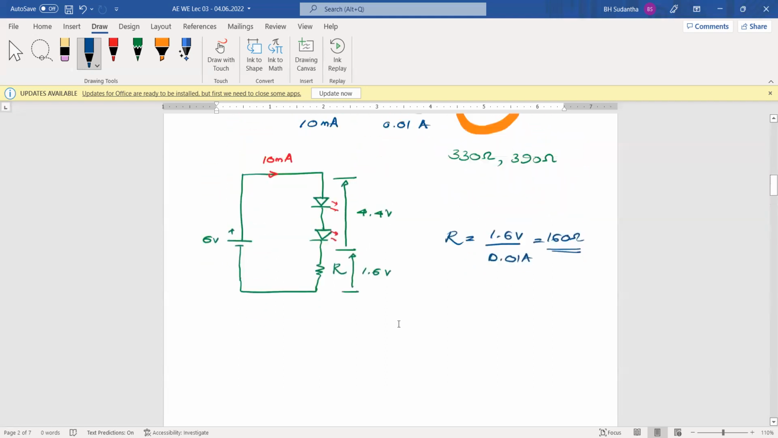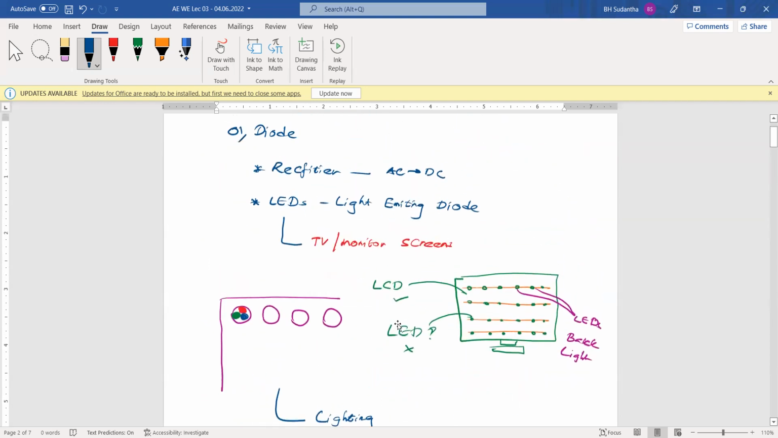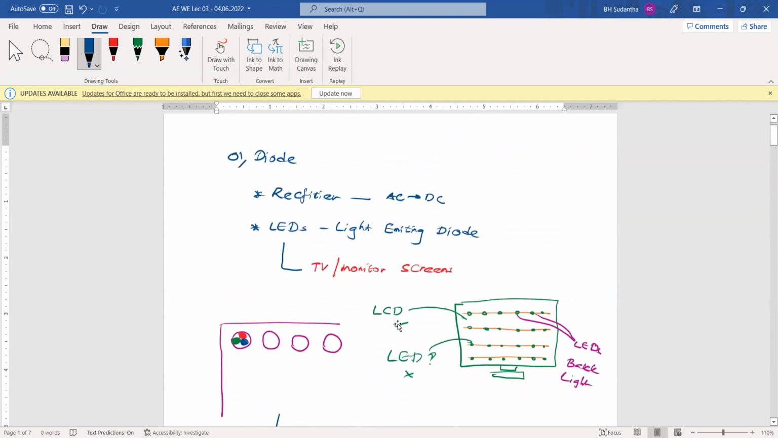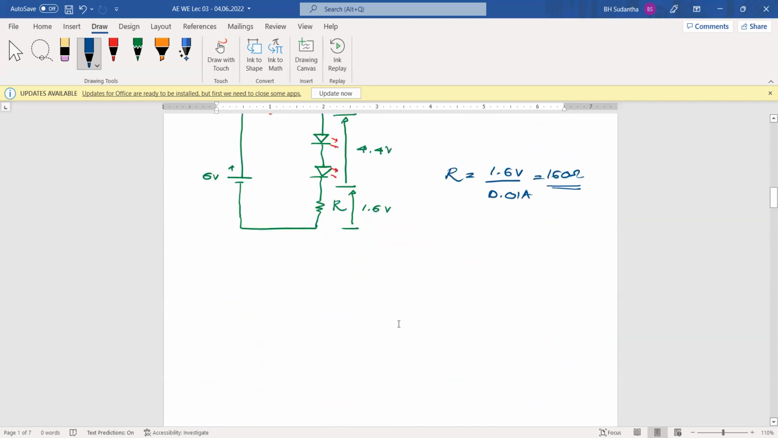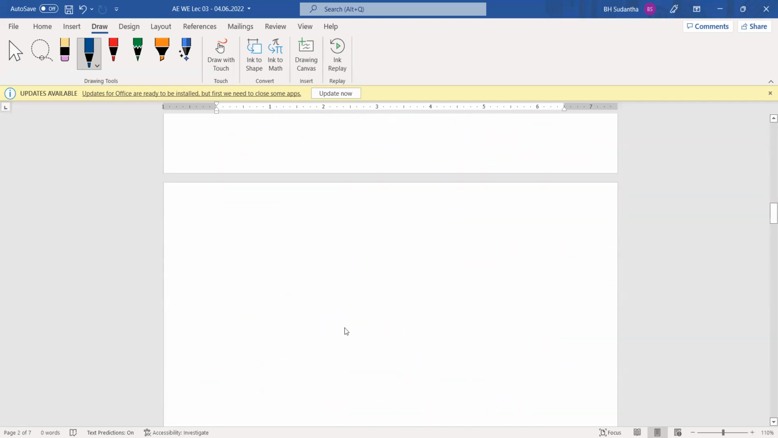Okay, that's about LEDs, which are a special type of diode, as I mentioned. Another special type of diode is the Zener diode. Okay, the next one we are going to discuss is the Zener diode.